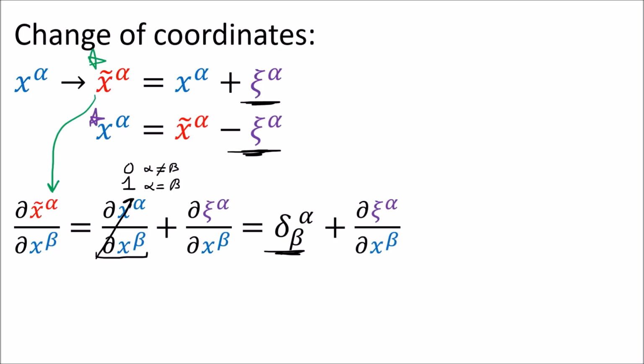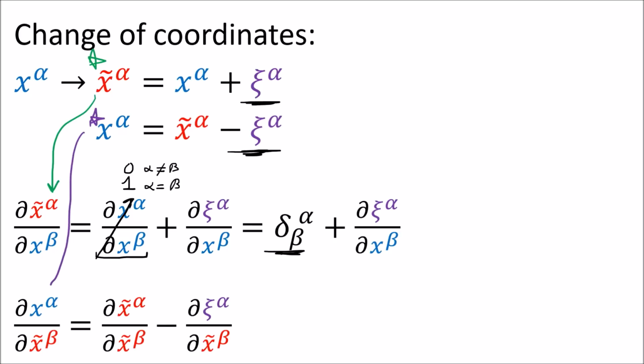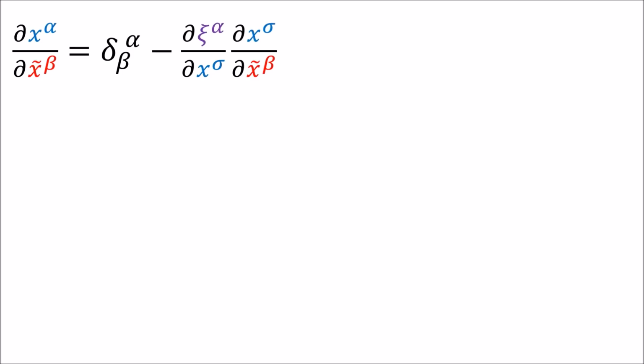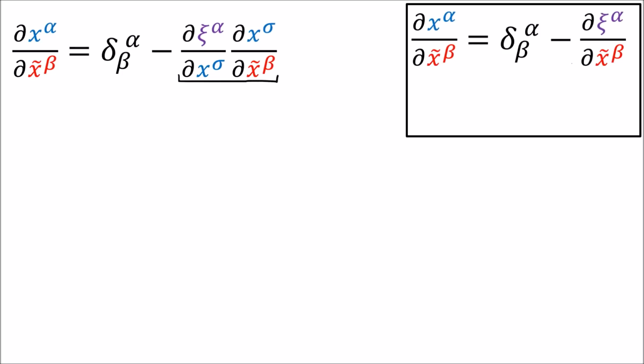We can also take the reverse transformation and differentiate by x tilde beta, setting this to a Kronecker delta as well. And we can use multivariable chain rule to expand this derivative as a summation over x coordinates. So our formula for partial x alpha by partial x tilde beta can be written like this, with the multivariable chain rule expansion, or like this, without the multivariable chain rule expansion.